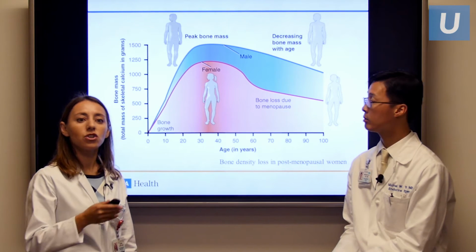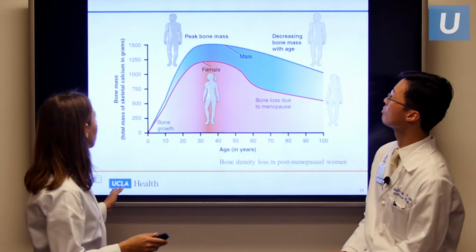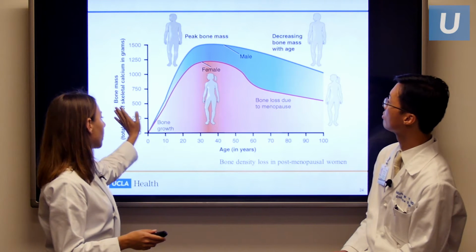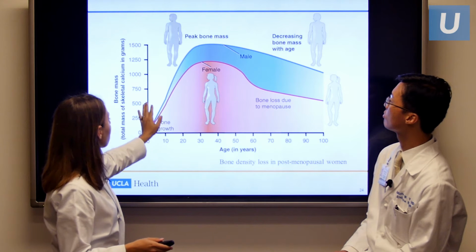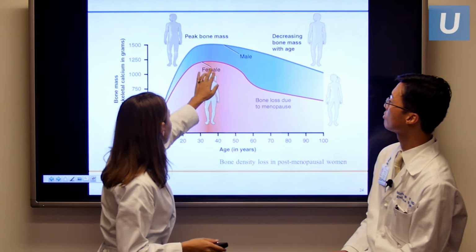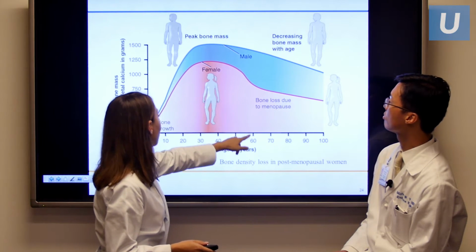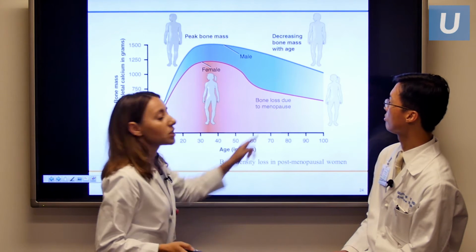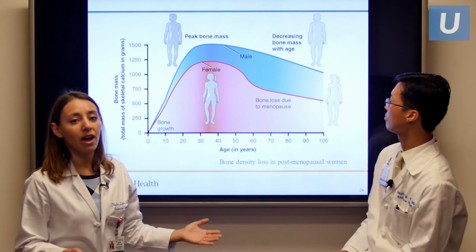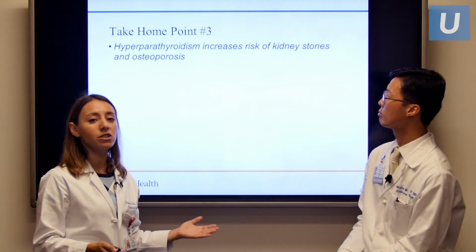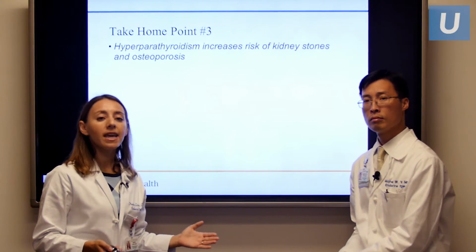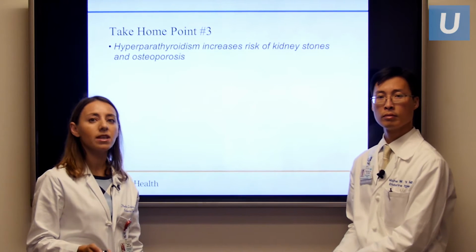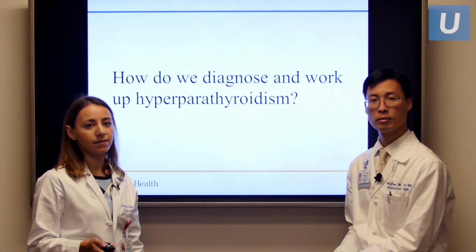So this is just typical patients without hyperparathyroidism, and you see your bone mass here in relationship to your age. Your bone mass will peak at approximately 20 to 40 years of age, and you can see what happens here at menopause is that bone loss occurs in postmenopausal women. So if you couple this with hyperparathyroidism, these women are really at risk for osteoporosis. So the next take-home point is that hyperparathyroidism increases the risk of kidney stones and osteoporosis.